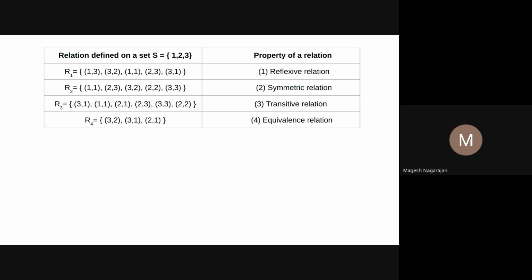It is not reflexive, sir. It is not reflexive. Good. Is it symmetric? No, sir. Is it transitive? Yes, sir. Okay, I hear no and yes at the same time. It is transitive, sir. 3 2, 2 1, 3 1. But for 2 1, we don't have any element starting with 1.